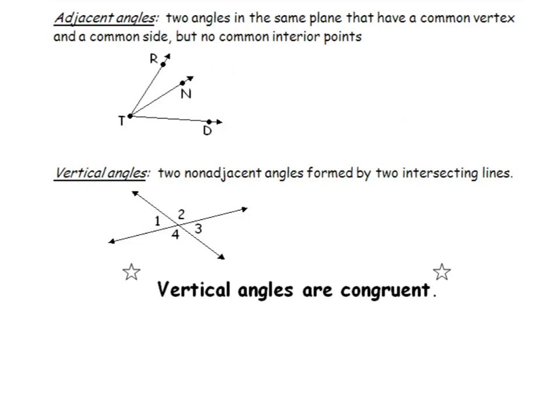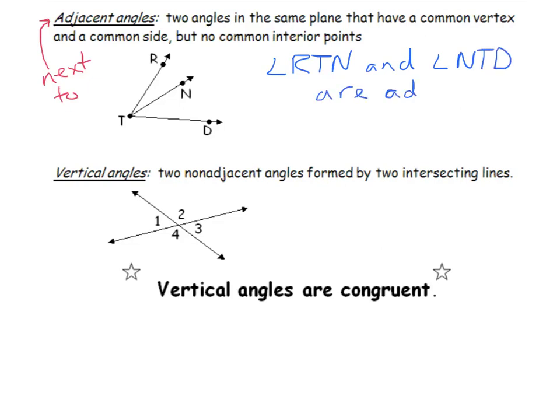So another term we're going to take a look at today is adjacent angles. And when we talk about adjacent, it just means next to each other. So adjacent angles are 2 angles in the same plane that have a common vertex and a common side, but they don't share common interior points. So if we were labeling this or listing this, we would say that angle RTN and angle NTD are adjacent because they are next to each other and they share a common side, but they do not share common interior points.